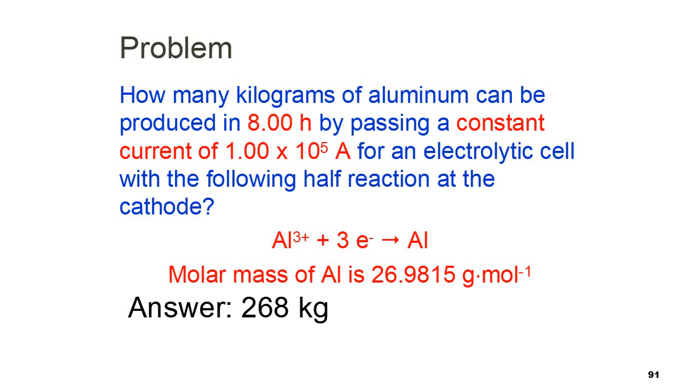Attempt this problem. How many kilograms of aluminum can be produced in 8 hours by passing a constant current of 100,000 amperes through an electrolytic cell with the following half reaction at the cathode? See if you get an answer of 268 kilograms.